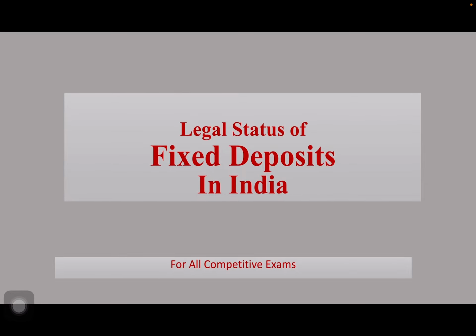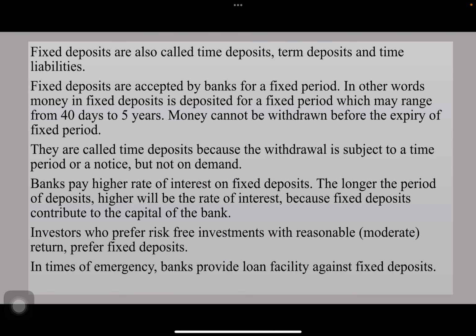In this video, let us learn something about fixed deposits. Fixed deposits are also called time deposits, term deposits, and time liabilities. Fixed deposits are accepted by banks for a fixed period of time. In other words, money in fixed deposits is deposited for a fixed period which may range from 40 days to 5 years in India. In other countries, they also accept for 7 days minimum.